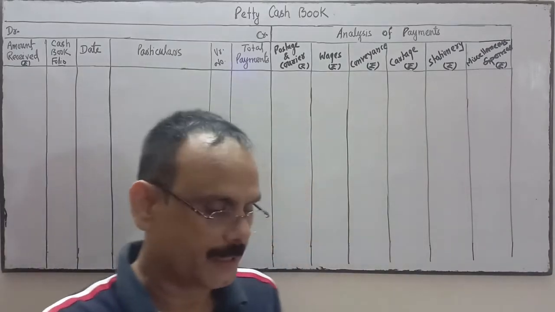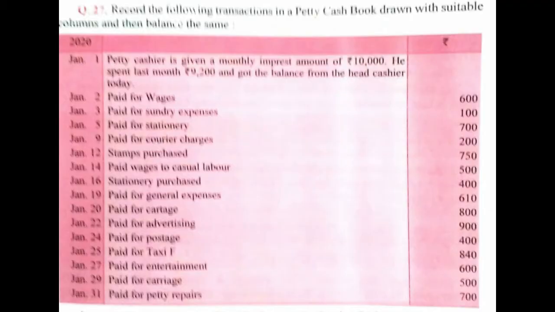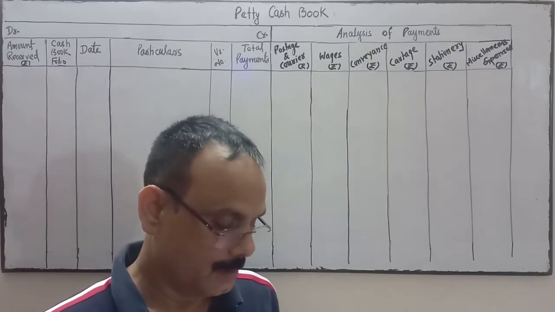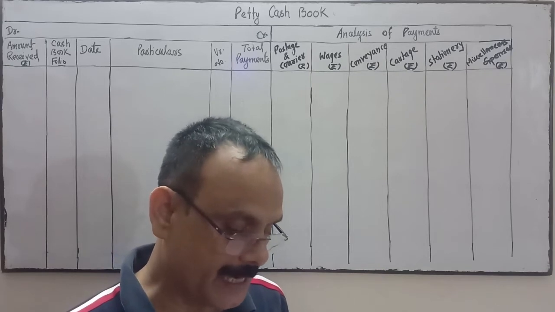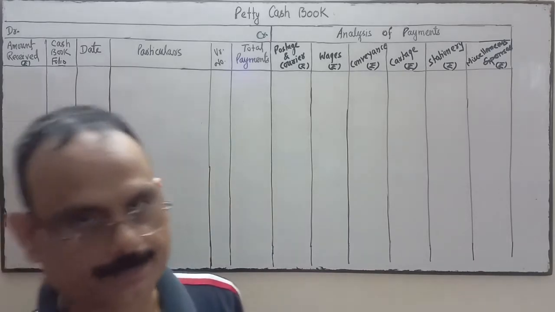Now come to the next question, the next question of petty cash book. Record the following transactions in petty cash book drawn with suitable columns and then balance the same.